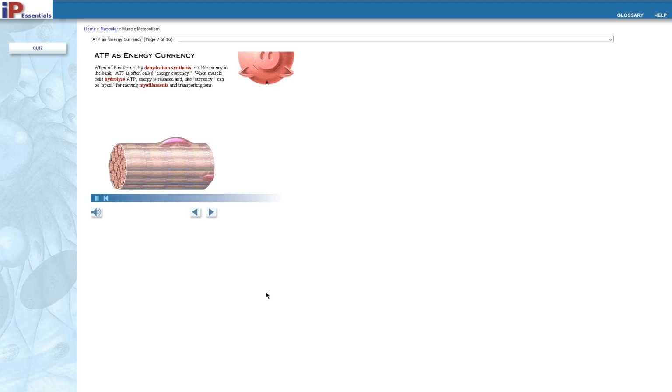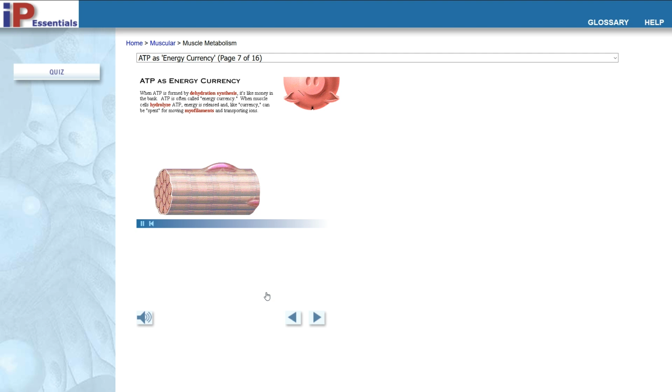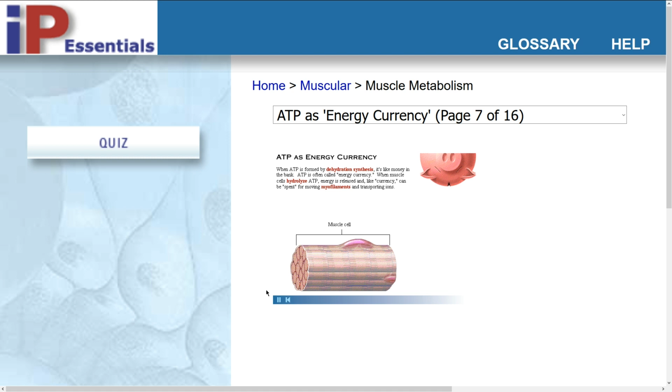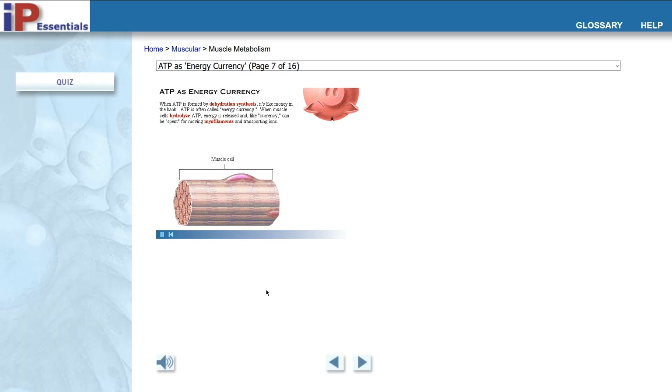When ATP is formed by dehydration synthesis, it's like money in the bank. In fact, ATP is often called energy currency. When muscle cells hydrolyze ATP, energy is released, and, like currency, can be spent for moving myofilaments and transporting ions.